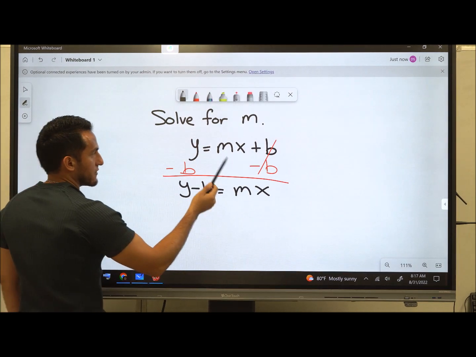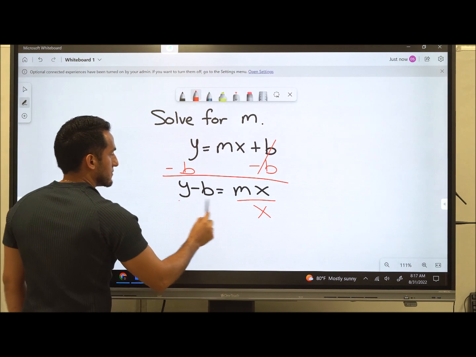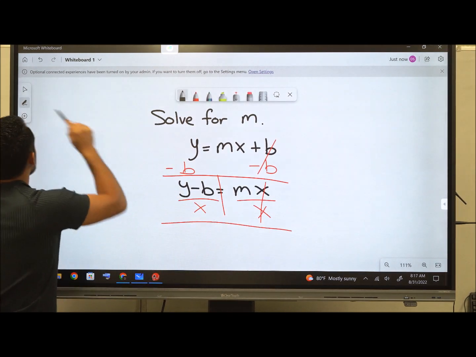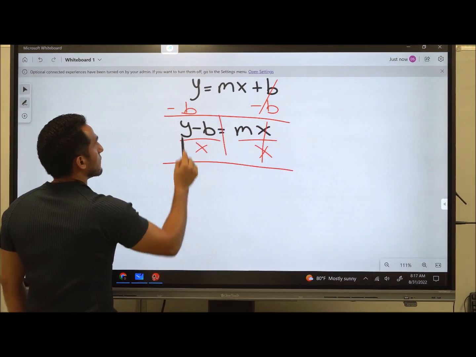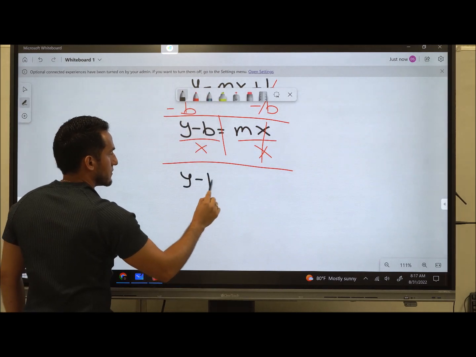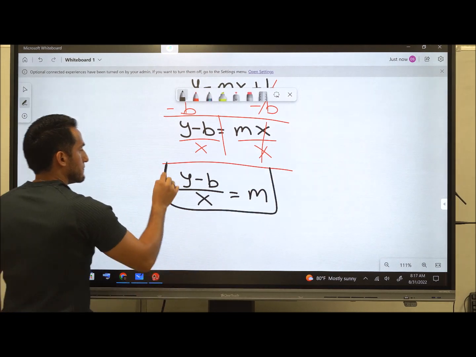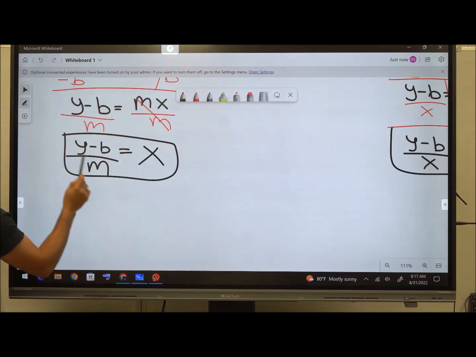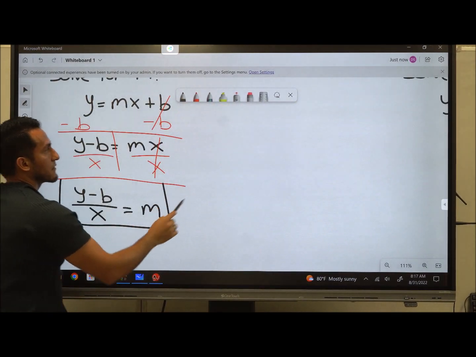Finally, you have to get rid of the x now because you're solving for m. So you divide by x, divide by x. These cancel. You have y. Now you have y minus b over x is equal to m. They look similar, but they're actually different answers, okay? Y minus b over m, y minus b over x.